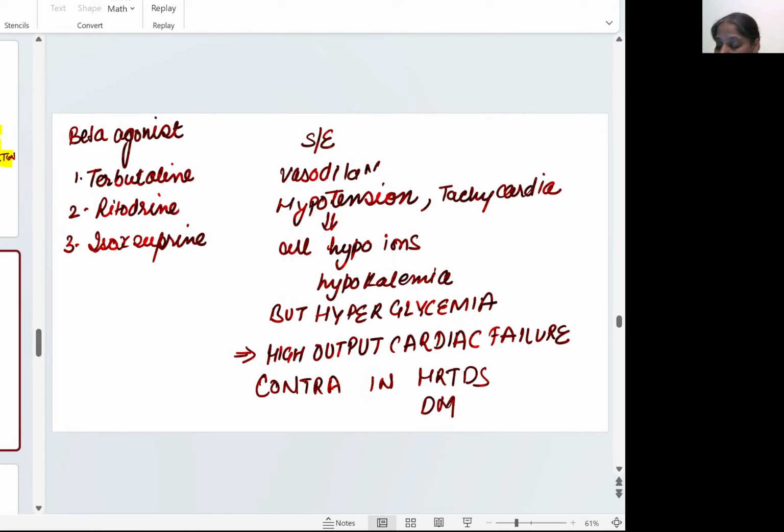Beta agonist. Lot of questions are asked on beta agonist. Please listen carefully. What are the names of beta agonists which are used as tocolysis? Terbutaline, ritodrine, isoxsuprine. Okay. The names of the beta agonists used as tocolytics: terbutaline, ritodrine, isoxsuprine.